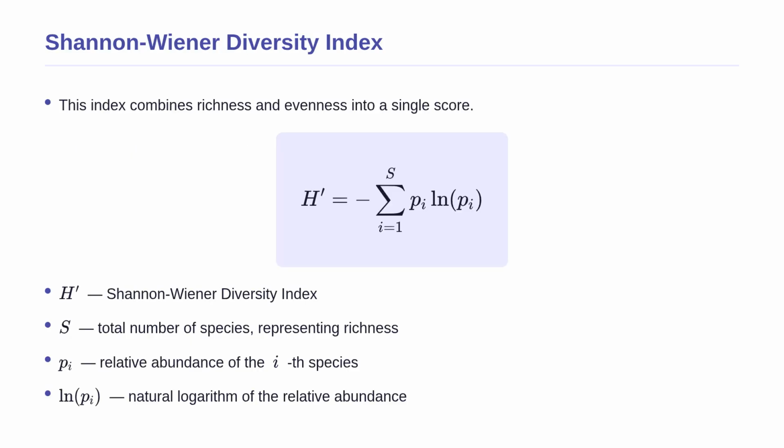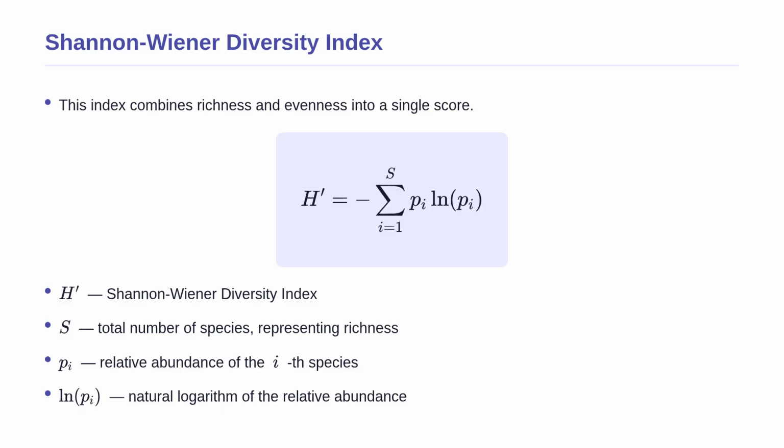Now that we have the relative abundance for every species, we can calculate the overall diversity of the community. The most common way to do this is by using the Shannon-Wiener Diversity Index. This famous equation accounts for both species richness and species evenness in a single mathematical score. Let us break down the symbols.